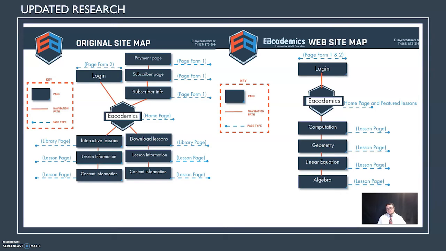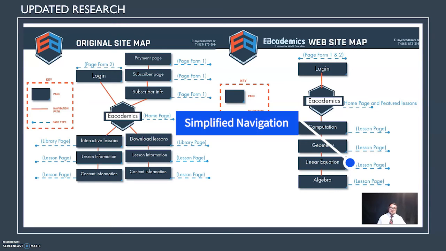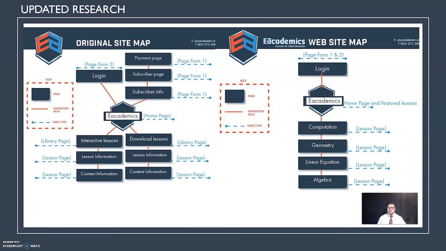Now, after research based on the paper prototype and the digital prototype, one of the most common takeaways was that Eacademics site navigation needed to be simplified. We determined that we wanted to make it easier for teachers to go to our website and bring up a lesson plan as fast as possible. So we went from all this navigation to a little bit more simplified navigation.